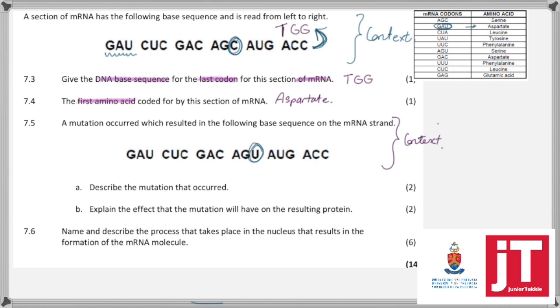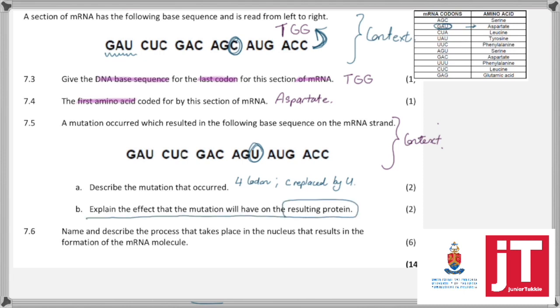Describe the mutation. So in other words, what I've just identified, I need to now put into words. What has happened? So my fourth codon is where the mutation took place. And what happened? C was replaced by U, and that is the mutation that has taken place. So there are my 2 marks.